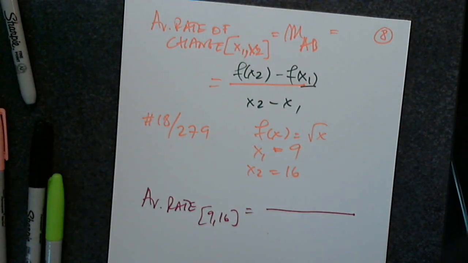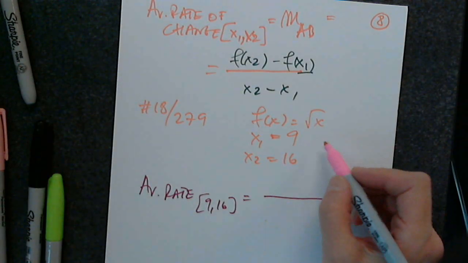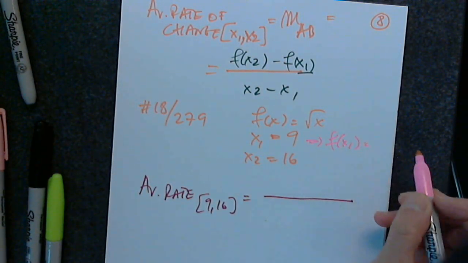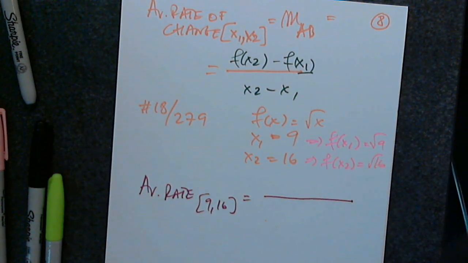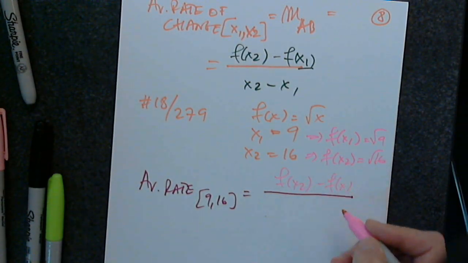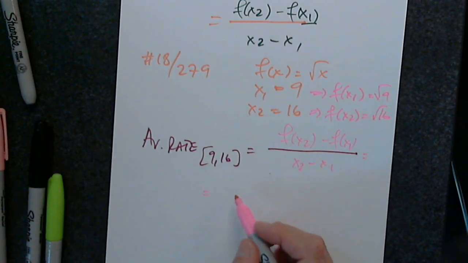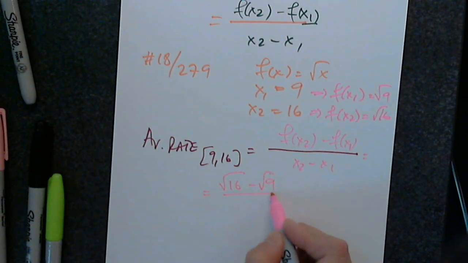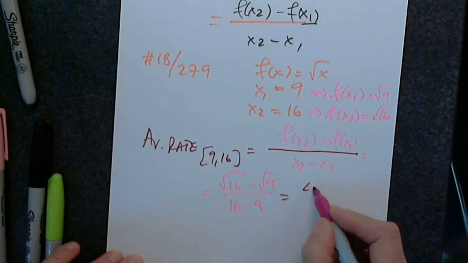Let's determine the denominator because that's the easiest. Yes, please, Talia, go ahead. Would the top be 4 minus 3? Yes, because we have to find f of x1, which is the square root of 9, and f of x2, which is the square root of 16. Perfect. So I'll write the definition one more time: f of x2 minus f of x1 over x2 minus x1. And then I will write the square root of 16 minus the square root of 9 divided by 16 minus 9. Very good. So yes, indeed, it's 4 minus 3 at the top.